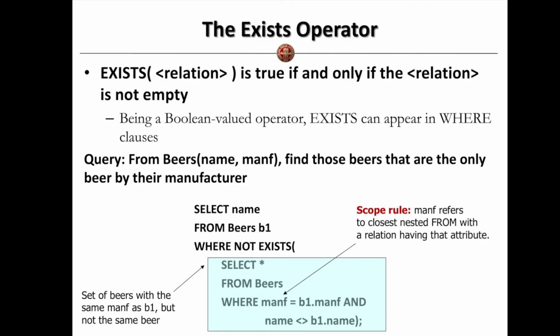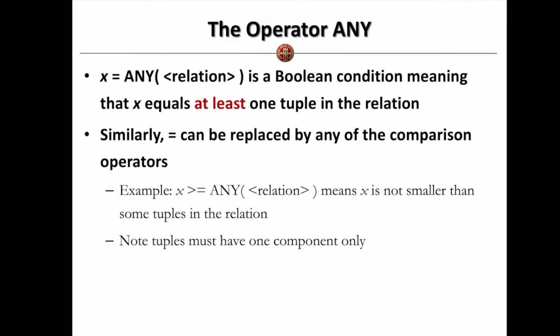In this way, we can find the beers which are the only beer by their manufacturer. We can never find some other beers from the same manufacturer but with different names. Here we use this not exists to help us. It will check if the subquery is empty or not. So besides the in operator and the exists operator, another important operator we want to introduce here is called any.